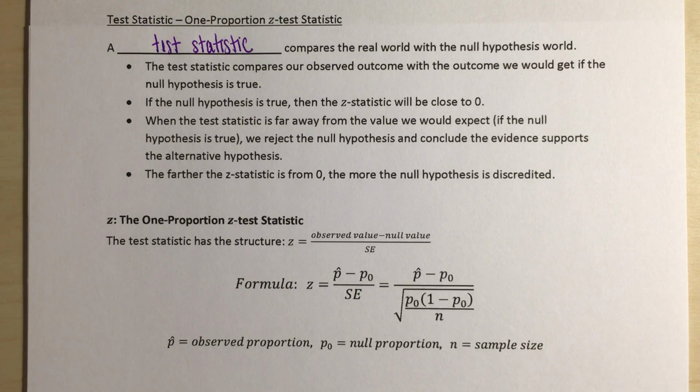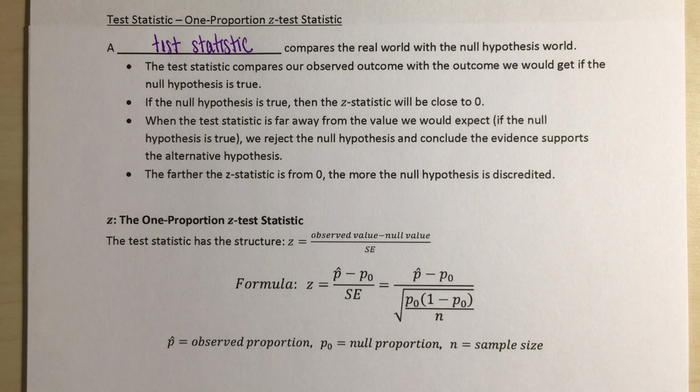This is very similar to our z formula that we've seen before, where we had our observed value minus our mean divided by our standard deviation. The difference is here we are looking at proportions instead. So when we're looking at this formula for our z-statistic, our observed value is going to be our p-hat value. Our p-naught value is our null value.